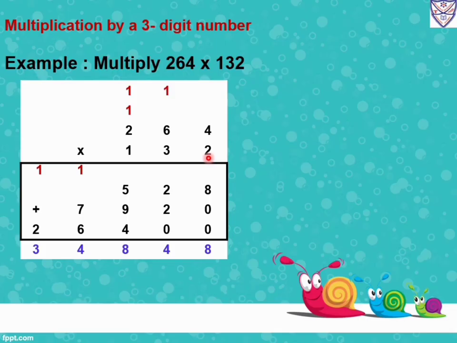So we will start multiplying: 2 4s are 8. Now 2 multiplied by 6. 2 6s are 12. So 2 we will write down and 1 we will carry over. Now 2 2s are 4. Then 4 plus the carried over digit 1, we will get 5. Okay, so this is our first step.